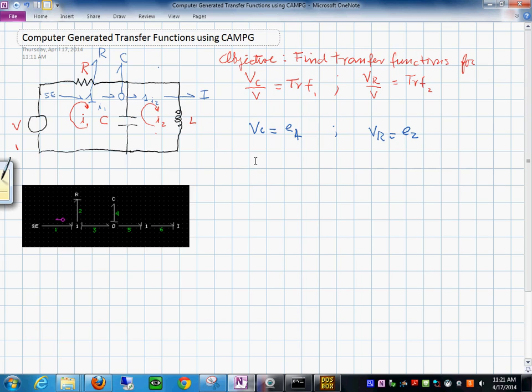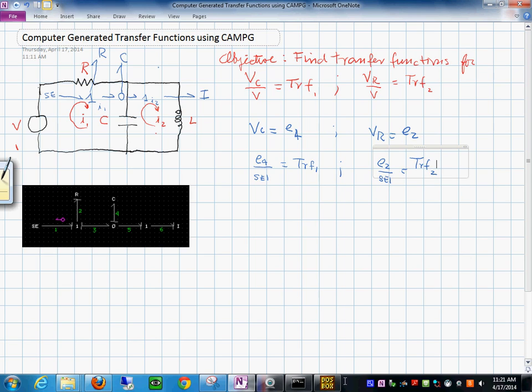So the transfer function number 1 is going to be E sub 4 in relationship to E1, which I would want to put as SE1. This is equal to transfer function number 1. And this one here, E sub 2 in relationship to SE1, is going to be my transfer function number 2. Okay?